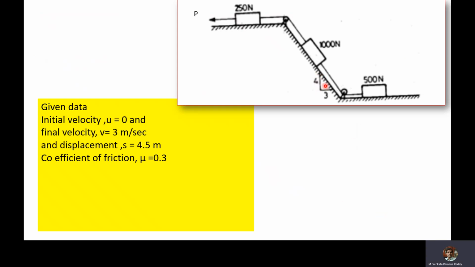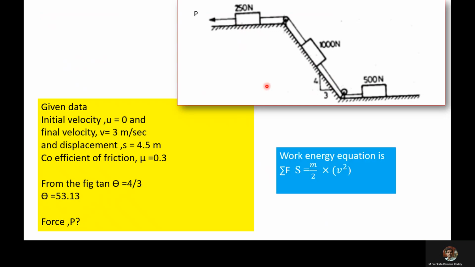Then we have to find the theta value for this inclined surface. Theta: tan theta is equal to 4 by 3, so theta is equal to 53.13 degrees. We have to find the constant force P so that these three bodies move at a time from rest. We'll use the work energy equation, that is, sigma F into S is equal to m by 2 into V square.